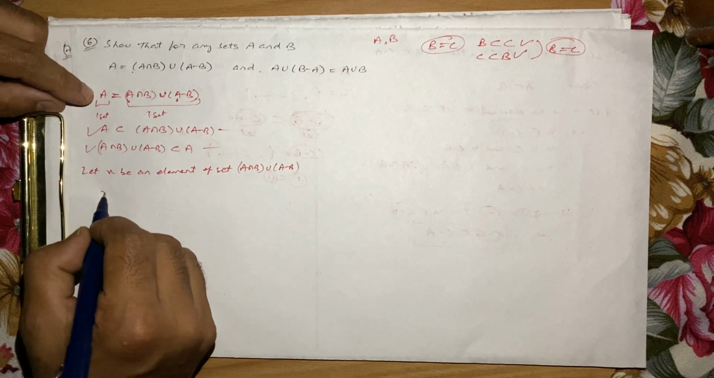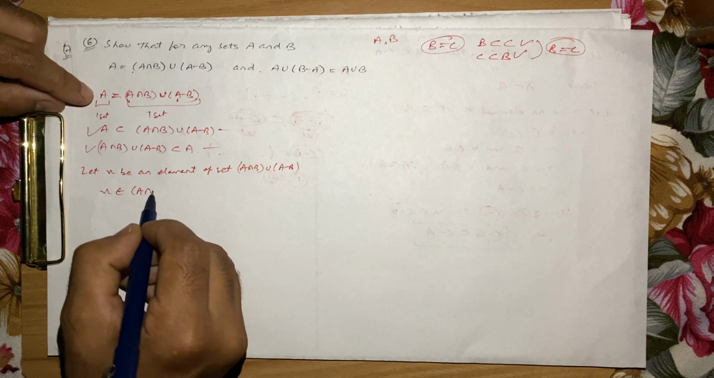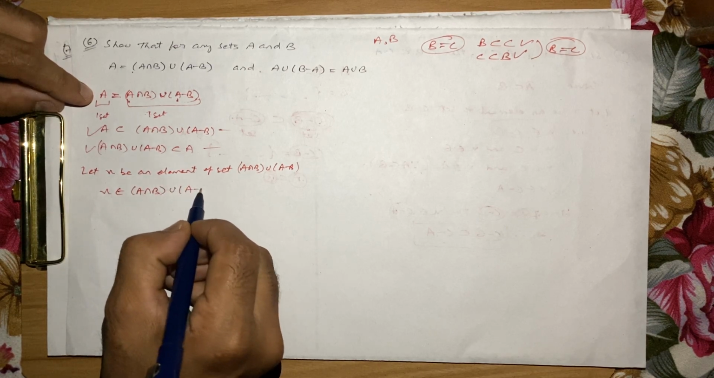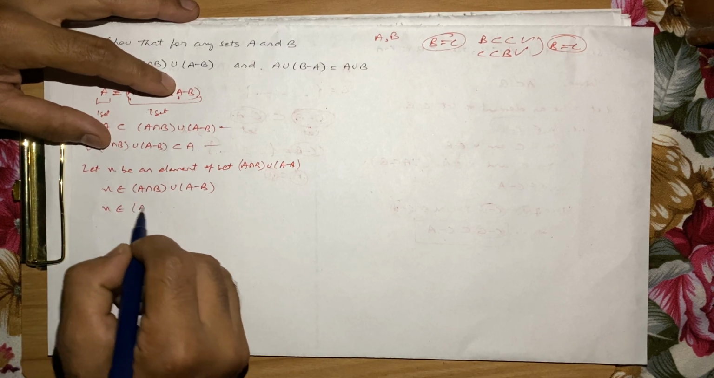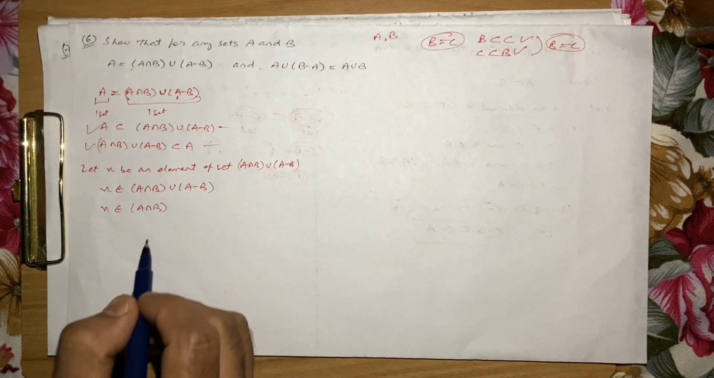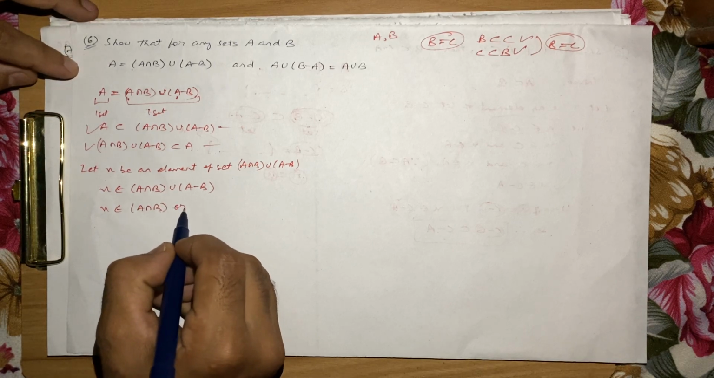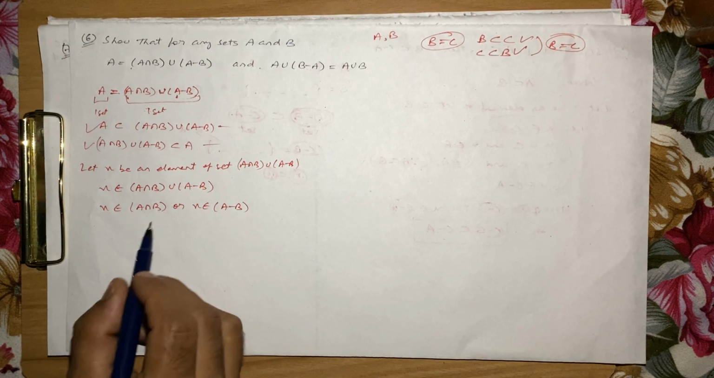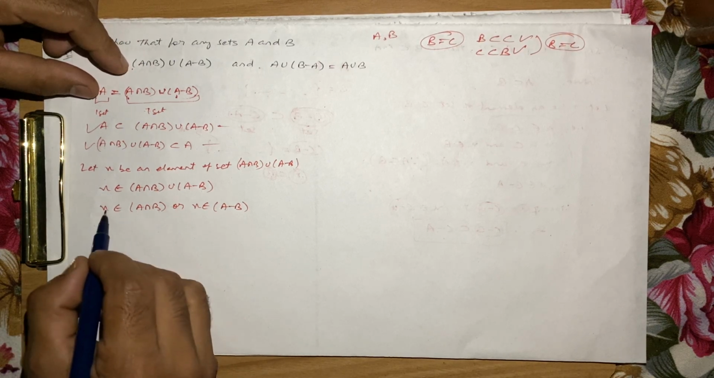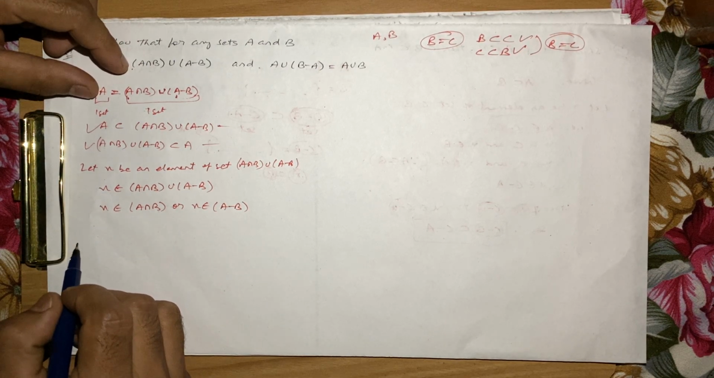So what can I say? X belongs to A intersection B union A minus B, right? Now let's break it down. X belongs to A intersection B. This union will become what? Or, what can I say? X belongs to A minus B, right? So there is an or here. Now X belongs to A intersection B.